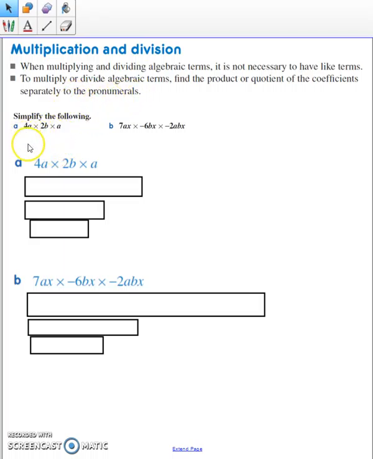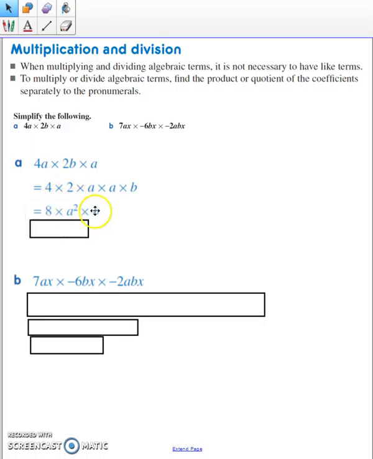For example, we've got 4a times 2b times a, where if this was 4a plus 2b plus a, we'd only be able to work with the 4a and the a. In this one, what we do is we actually split them up. So we have 4 times 2, where we're multiplying the coefficients, and then we multiply the two a's and the b, which will give you 8 a squared, because a times a is a squared, and b. And we finally write that without the multiplication signs to give us 8a²b.